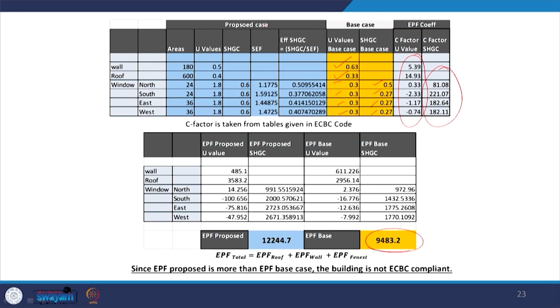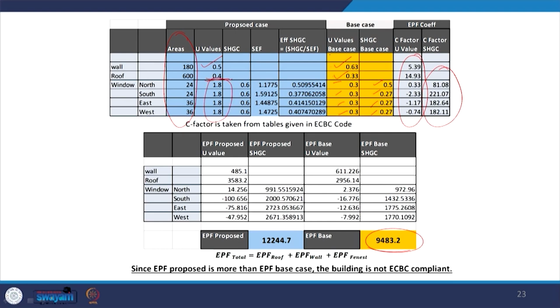Now, for the proposed case, the materials have been changed. Here the areas remain the same for both the proposed case and the base case. The U values have been altered. The U value of the wall has been improved. So, more insulation probably has been added to the wall or thicker walls have been made, while there is a compromise on the roof. Not enough insulation has been done on the roof. So, the walls have been improved, but the roof has not. Also, the U value of the window is substantially high.